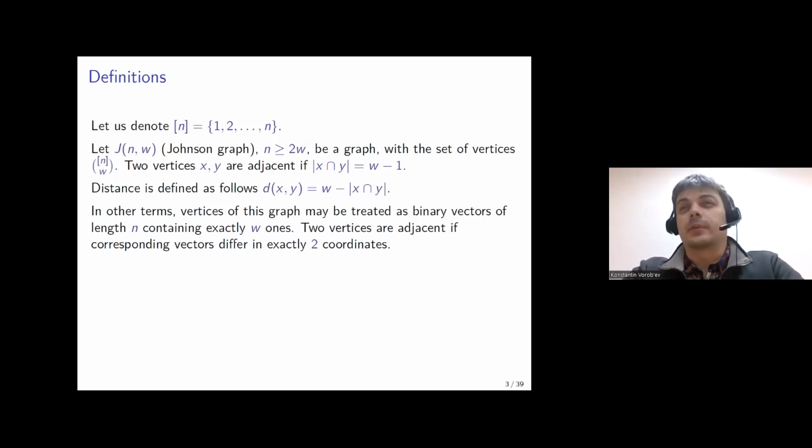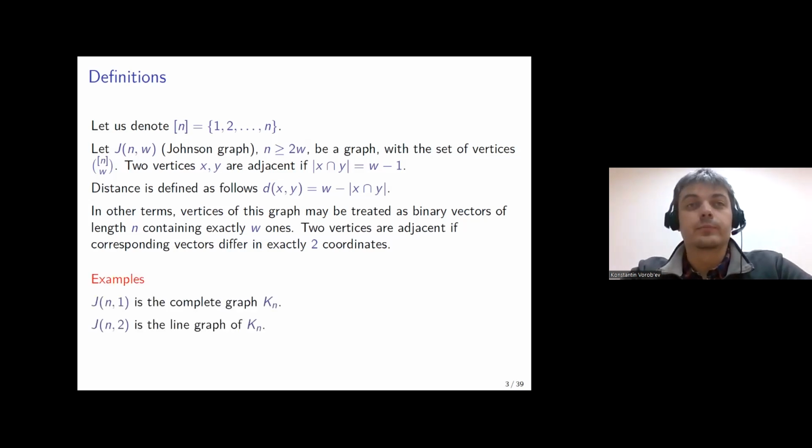Actually, in terms of coding theory, vertices of the graph can be treated as binary vectors of length n containing exactly w ones, and two vertices are adjacent if the corresponding vectors differ in exactly 2 coordinates, that is, have distance 2. So here are some simple examples. J(n,1) is just the complete graph K_n, and J(n,2) is just the line graph of K_n.